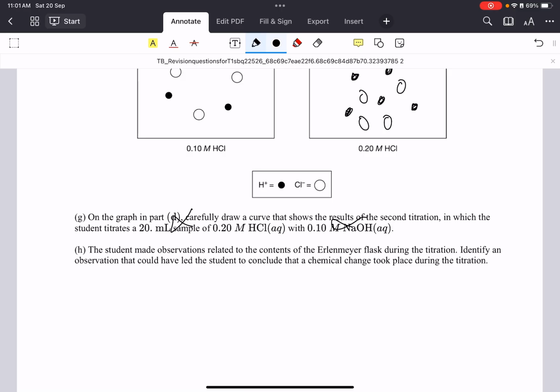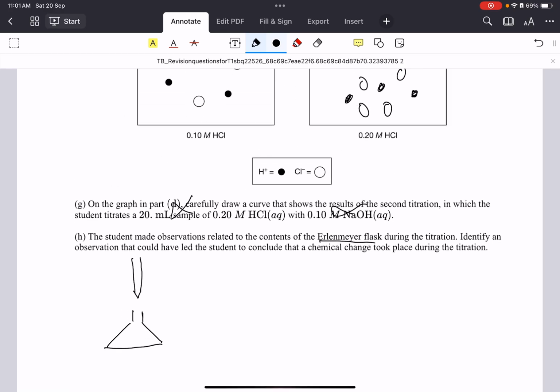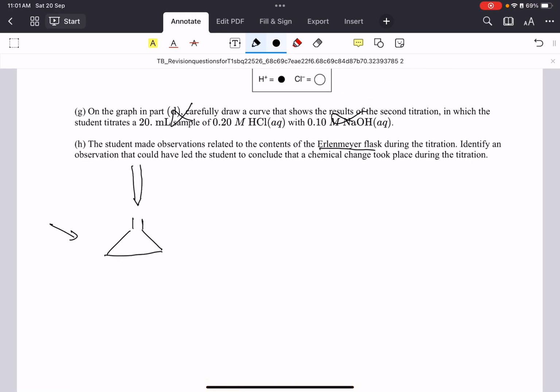The student made observations related to the content of the Erlenmeyer flask. I remind you that first we had a solution of HCl in the conical flask, just like the titration of apple juice and sodium hydroxide that you did. So in the Erlenmeyer flask, we're talking about this one over here.